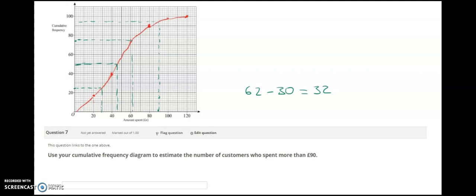So this is about 94. Again, it's an estimate, so anything close to that would be perfectly fine. So that is 94 customers have spent up to, roughly, up to £90. We're looking at customers who spend more than £90. So that is 100 take away 94, which gives us 6.